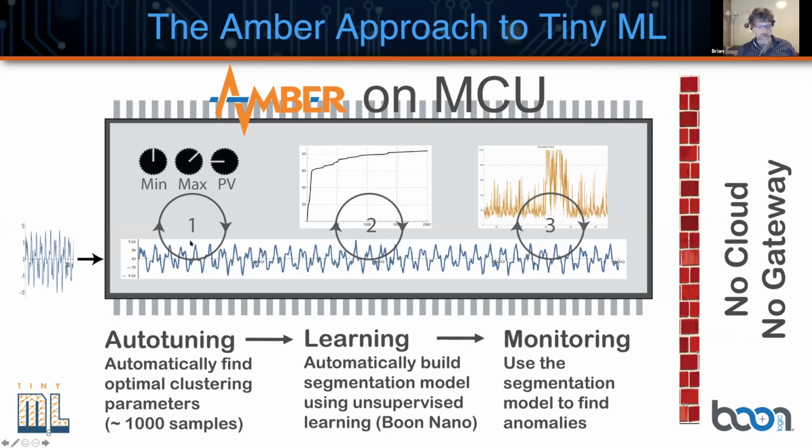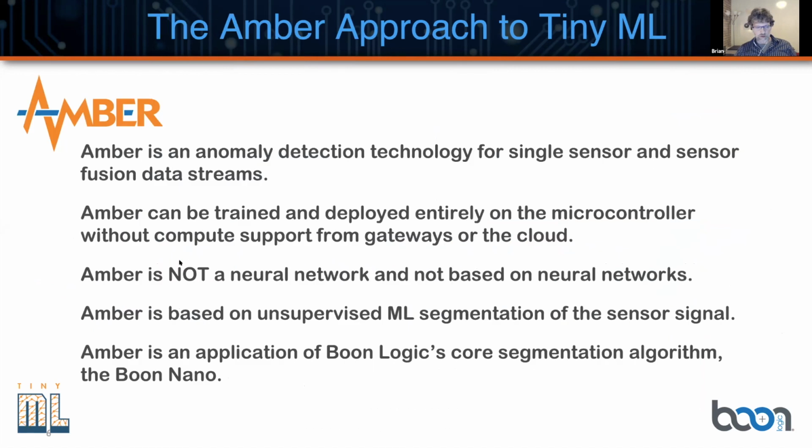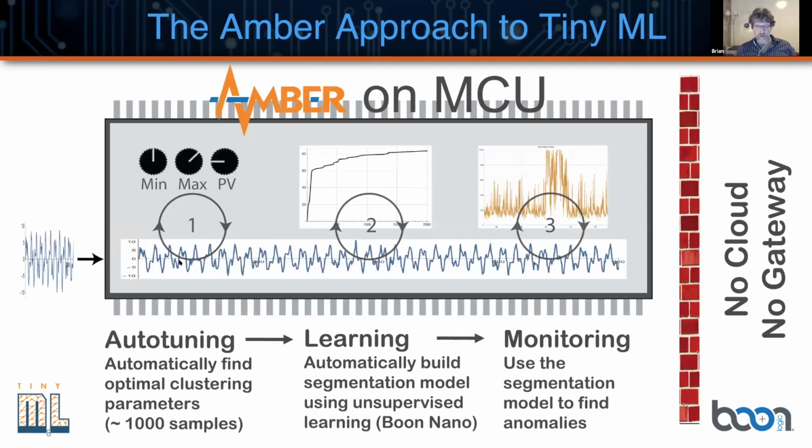So that's the auto-tuning phase. This can typically be done in about 1,000 samples. 1,000 to 10,000 samples is usually sufficient to do the auto-tuning. Once the auto-tuning is complete, the hyperparameters are instantiated on the Boon Nano, and we start learning from the sensor data stream.